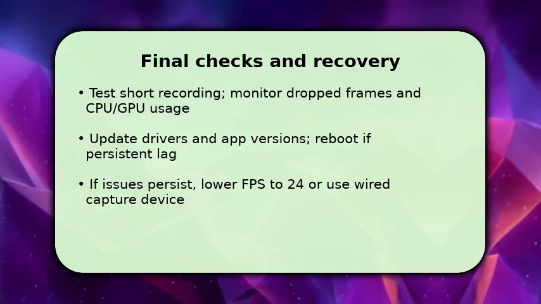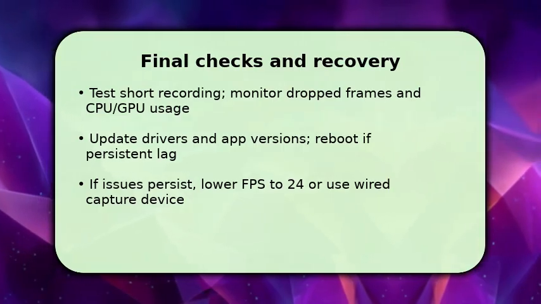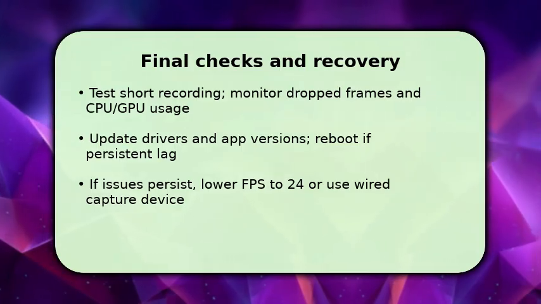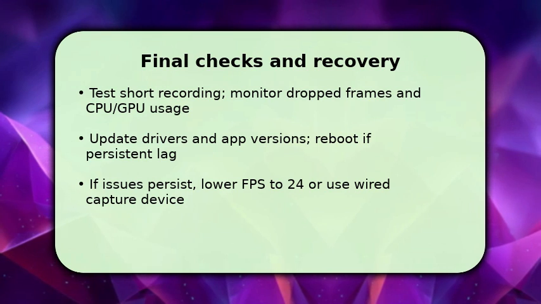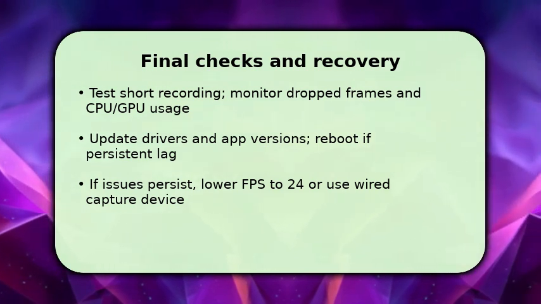Make incremental changes like reducing FPS to 24 or enabling a wired capture device if necessary. If problems remain, isolate by testing another machine or network. This process narrows the cause so you can recover smooth playback quickly.